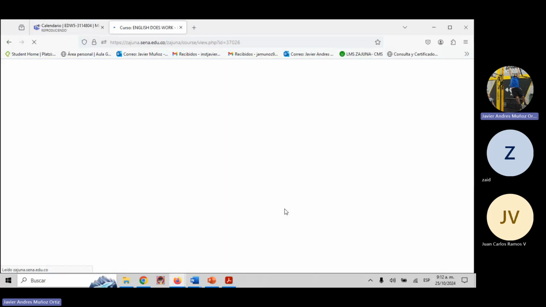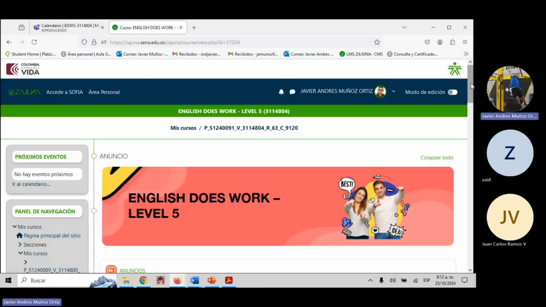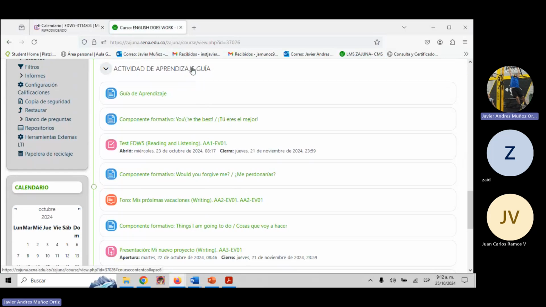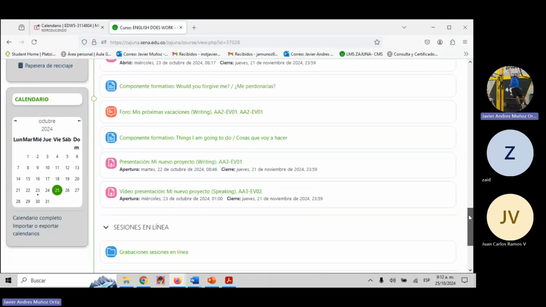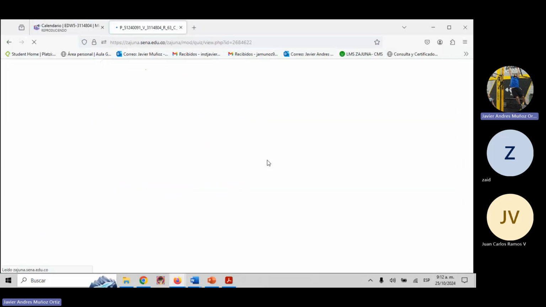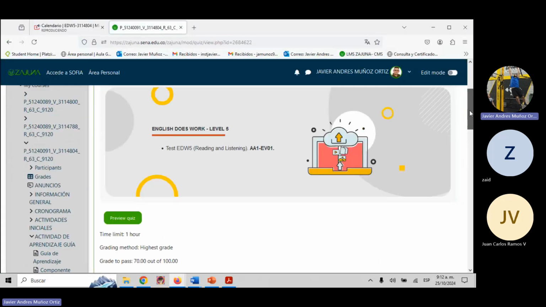Once we are in English Task Work Level 5, we're going to look for the link called Actividades de Aprendizaje, and then the link called, where is it? Oh my God, yes, the link called Test. So once you complete the test, on the left, you're going to find a menu that says Grades.